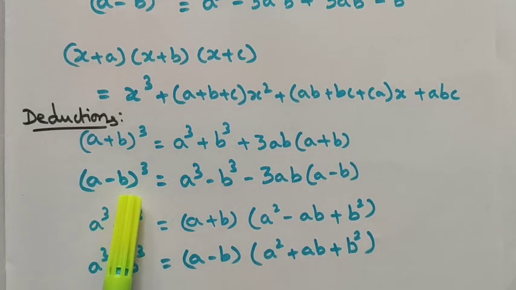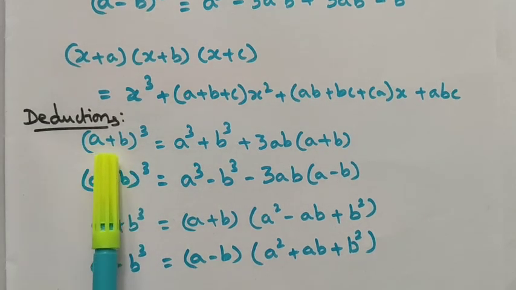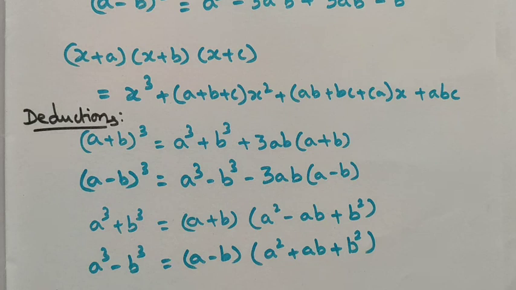The other one is a minus b whole cube is equal to a cube minus b cube minus 3ab into a minus b. And in the same way we have a cube plus b cube, which is different from a plus b whole cube. That is a plus b into a square minus ab plus b square. a cube minus b cube is equal to a minus b into a square plus ab plus b square. By using these identities, we can solve the multiplication of algebraic expressions and also numbers. Thank you, students.